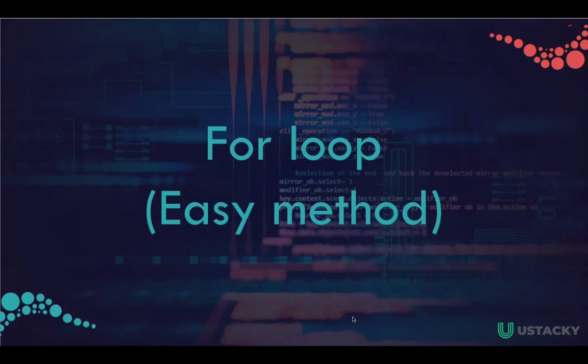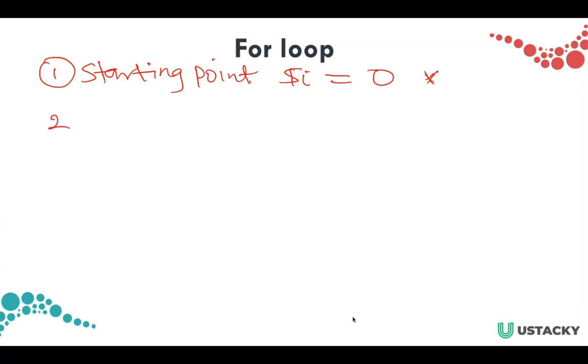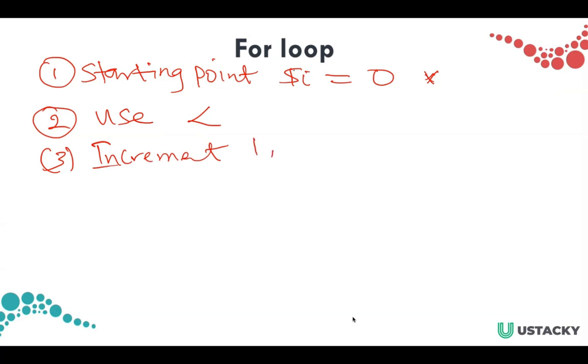In this tutorial, I will tell you the easy method to write for loop. In the last tutorial, we wrote our components in different ways. In this tutorial, I will tell you easy method to write each component. For the first component, which is the starting point, start from zero, that is, you have your $i to be zero. The second component, which is the condition, use less than sign. And thirdly, which is the increment, use an increment of 1. That is, you have your $i equals $i plus 1.